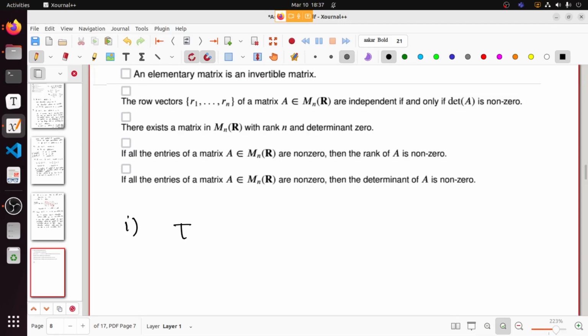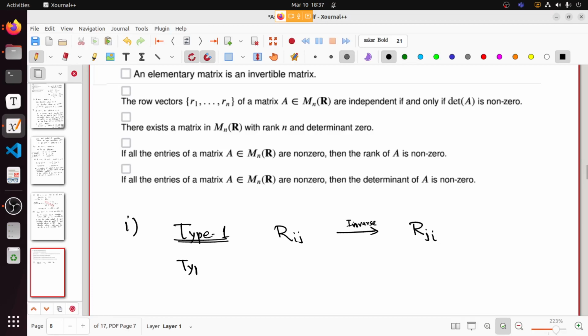First, type 1. What is type 1? It just interchanges rows i and j, right? So what will be the inverse? It will be R_ij again. Just interchange j and i, swap it, then it will be the inverse of the matrix, right? So this is for type 1.